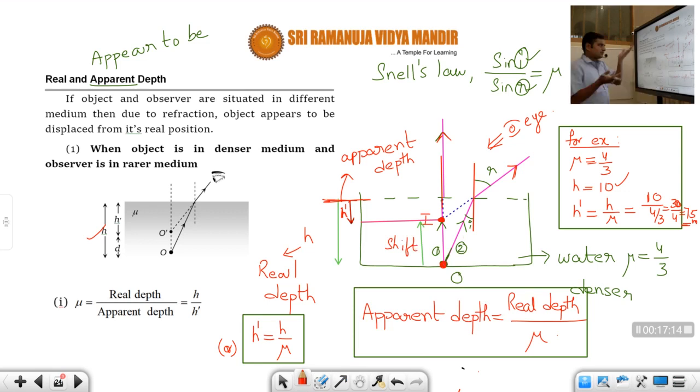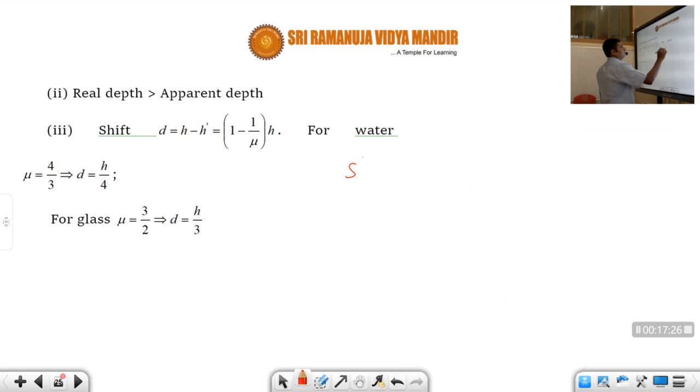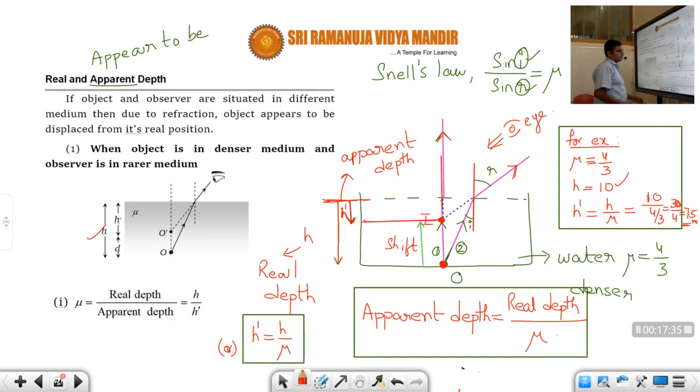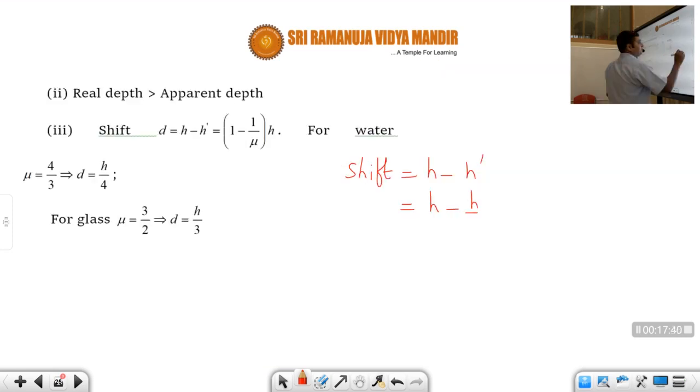So what is the formula for shift, students? Total h minus h dash is equal to shift. So therefore the shift is equal to h minus h dash, where h dash is, students, h by mu. So that is equal to, if you take h common, h times 1 minus 1 by mu. This is called as shift. I hope students you understood this one. This is the formula for the shift.